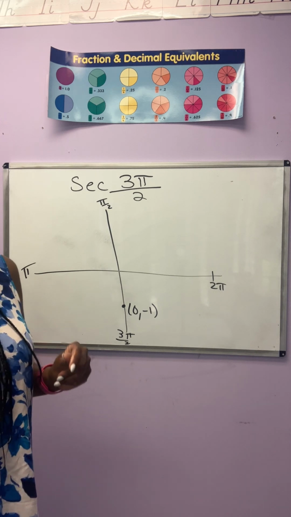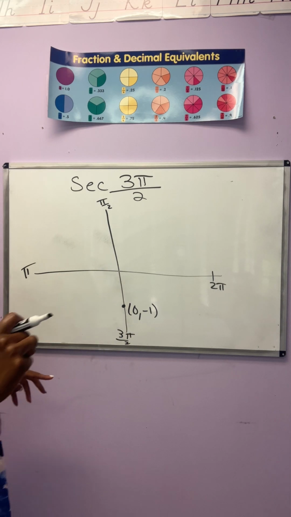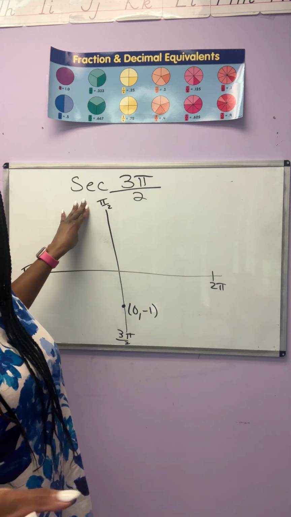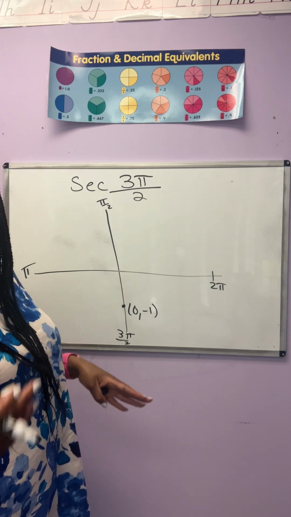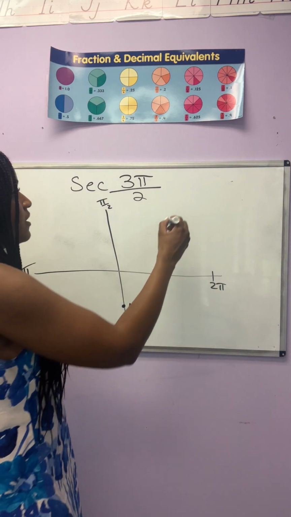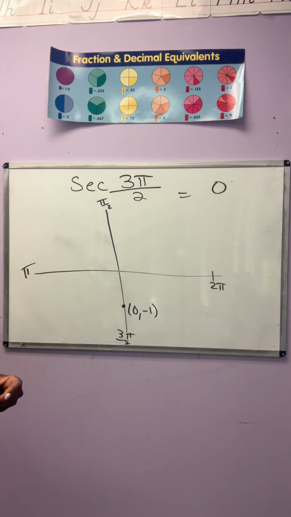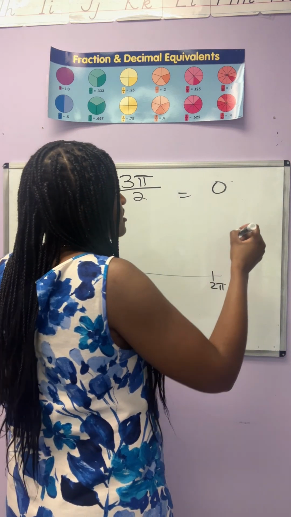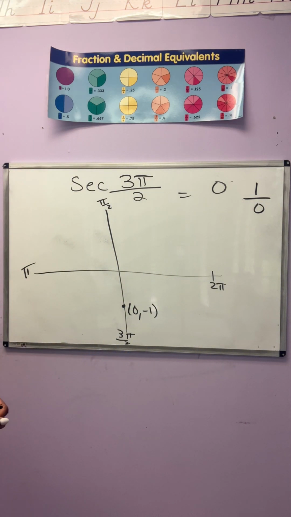Cosine is associated with the x value, 0, and sine is associated with the y value. So since we're doing secant, let's first solve for the cosine of 3 pi over 2. The cosine is the x, so the cosine is 0. Now if our cosine is 0, secant is the reciprocal of that. Reciprocal means you can just put it over 1. So we have 1 over 0.